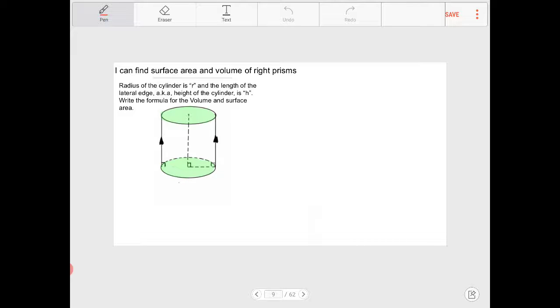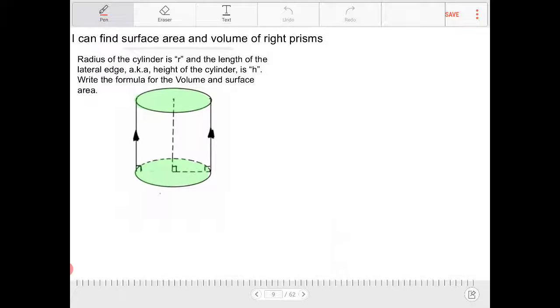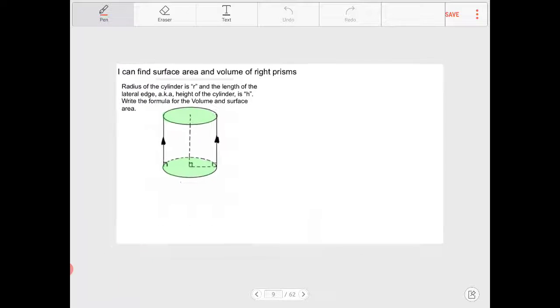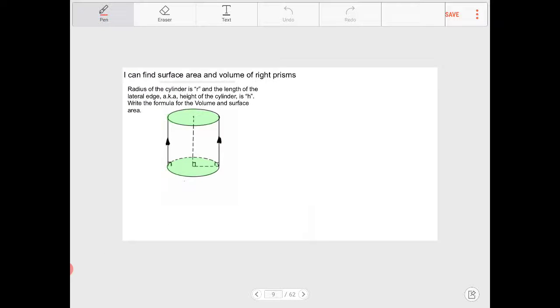All right, so the radius of the cylinder is r, and the length of the lateral edge, aka the height of the cylinder, is h. Write the formula for the volume and surface area. So let's try to figure out what this is. To find the volume and surface area, first let's try to find out what the surface area is.